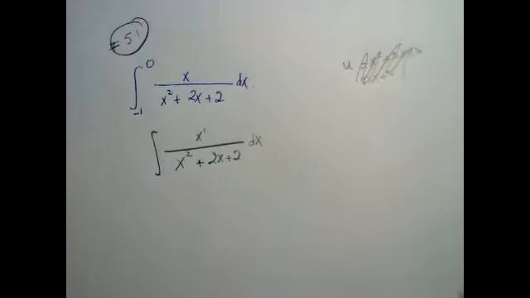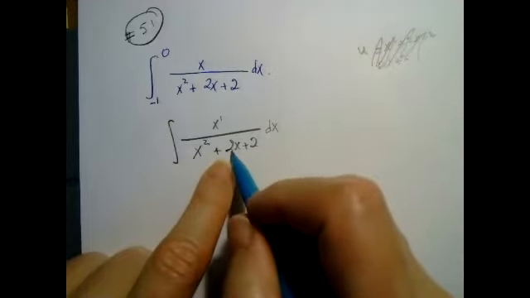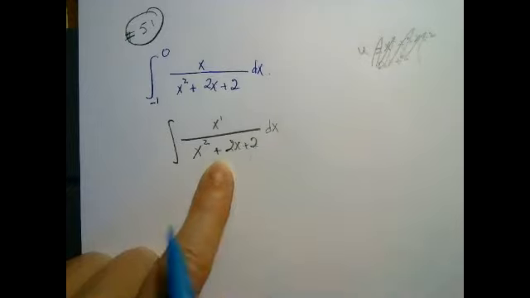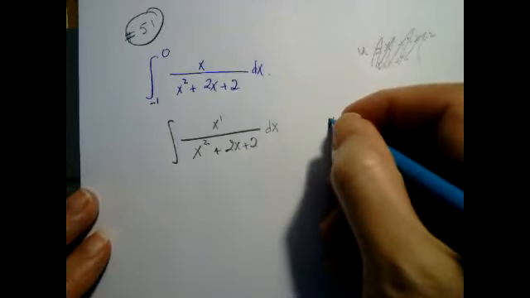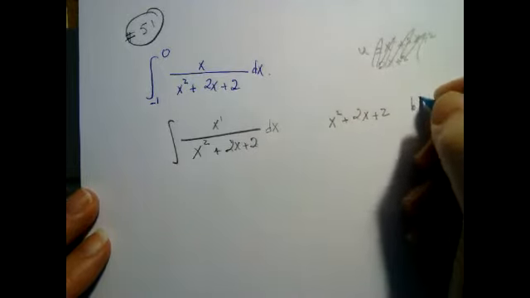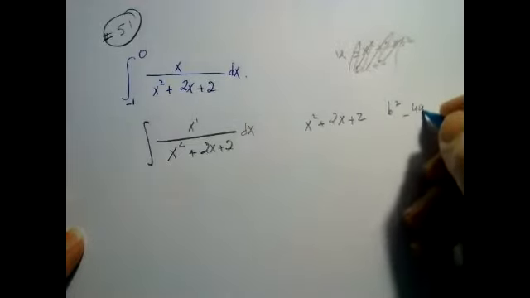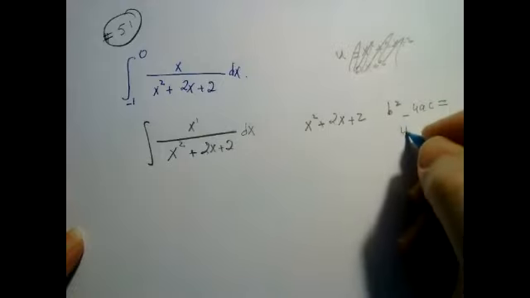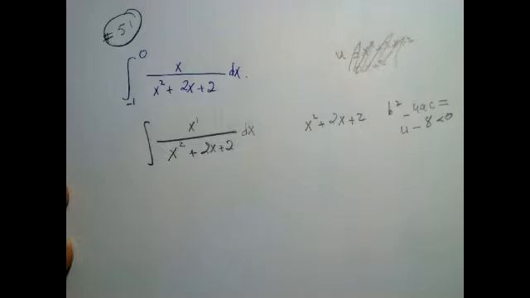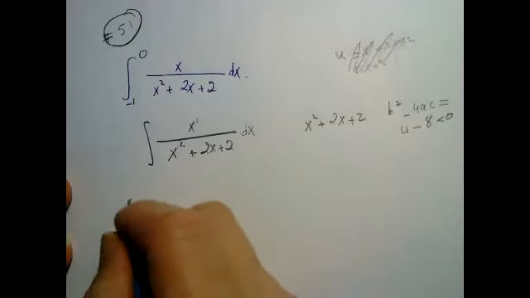If I cannot factor it, then I have to complete the square. So let me see. b squared minus 4ac. This cannot be factored. So we write it down just to make sure we know that. We have b squared minus 4ac equal to 4 minus 8, which is negative, so it cannot be factored. So if I cannot factor, then I have to complete the square. That's really the process. So we complete the square.